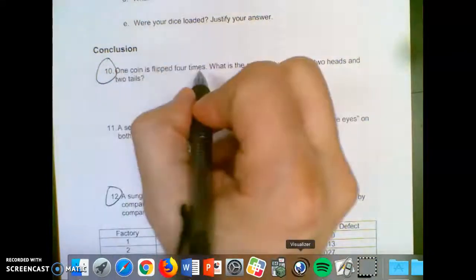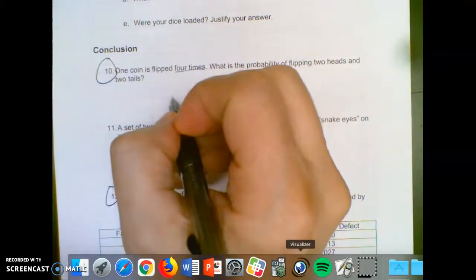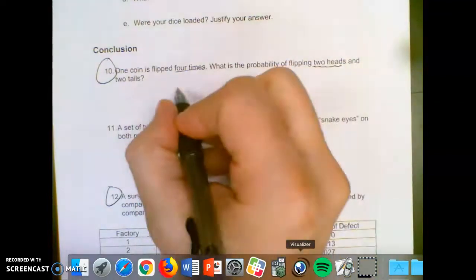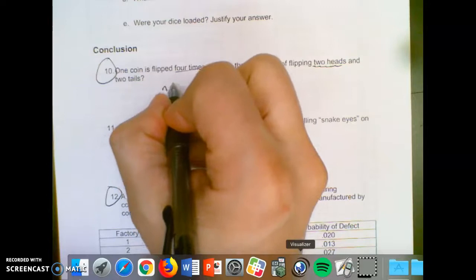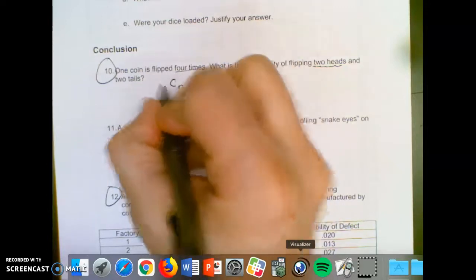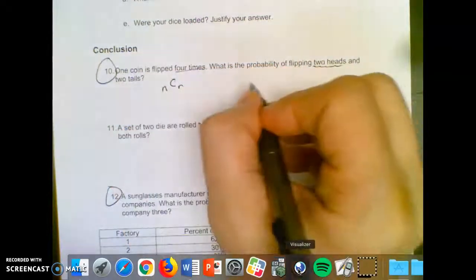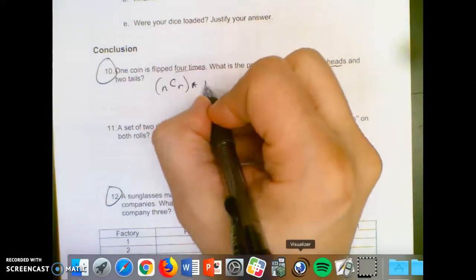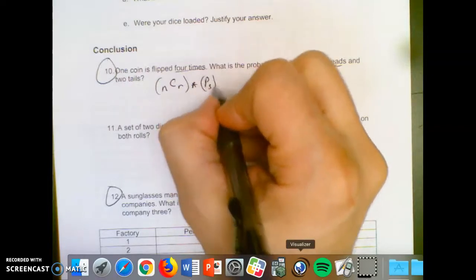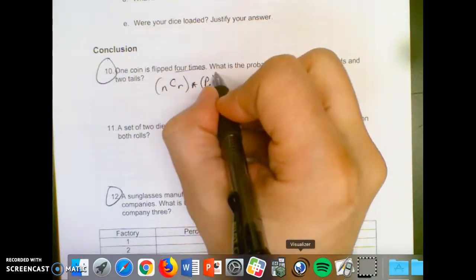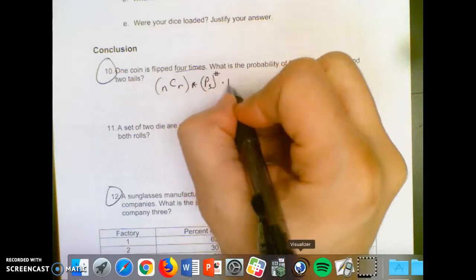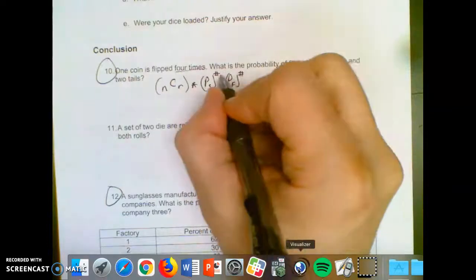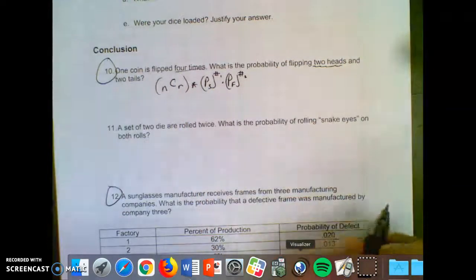So if one coin is flipped 4 times, it's important to know there's 4. I need 2 of them to be heads. So when you do your problem, here's the formula you'll use if you ever have, how many times out of here will I be successful? You have this thing times the probability of success raised to the number of times, times the probability of failure raised to its number of times. This is our little formula.